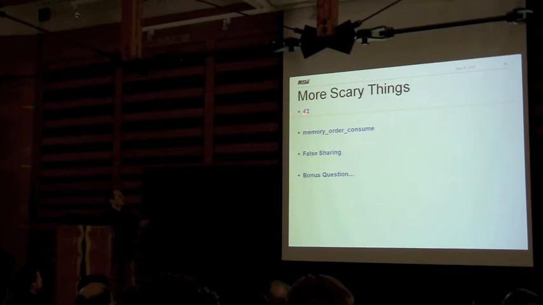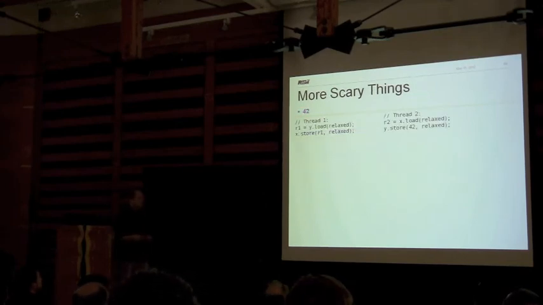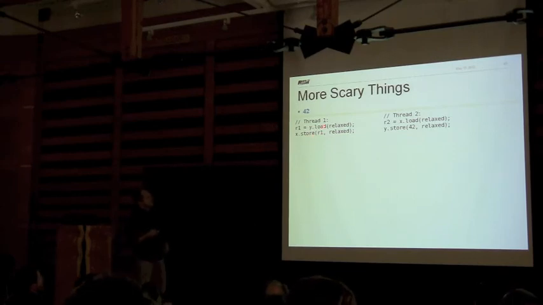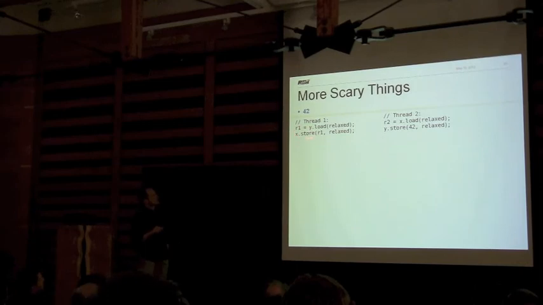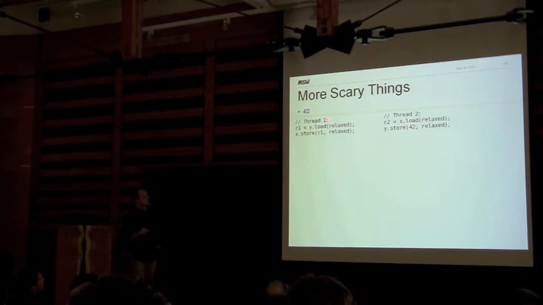Don't blame me for making the number 42 scary. This comes straight out of the standard as one of their examples. We have thread one that is basically going to read from Y into a register and then store it to X, right? So it's just copying Y into X. And we got thread two that's going to load X and then store 42 into Y, okay?